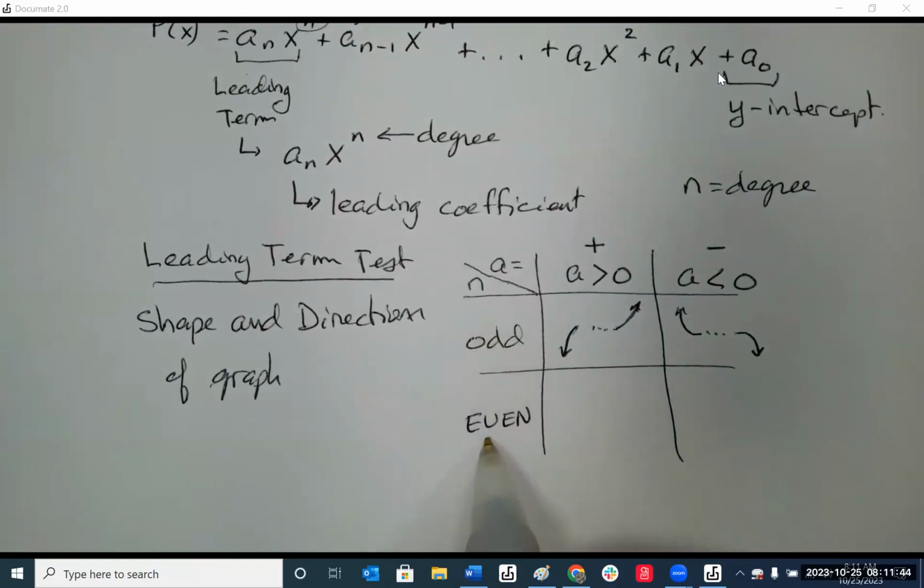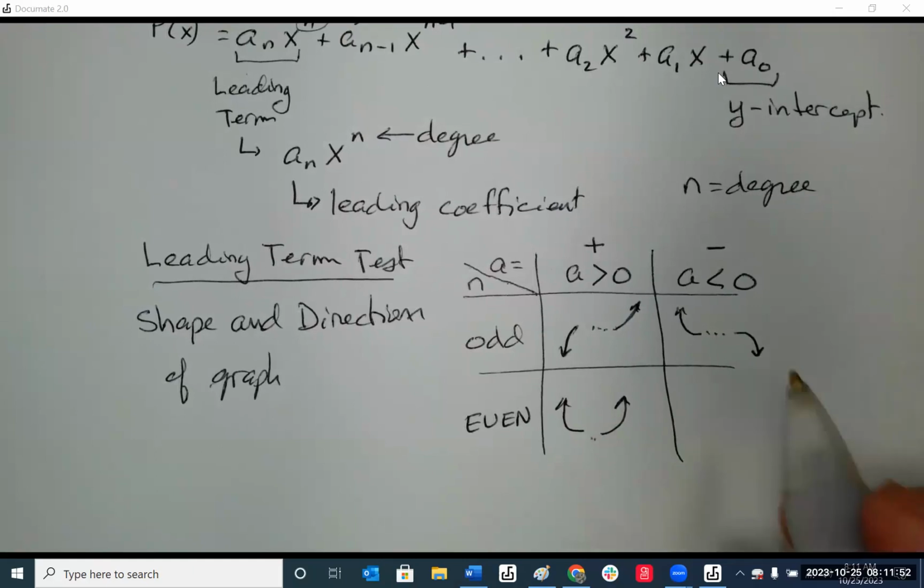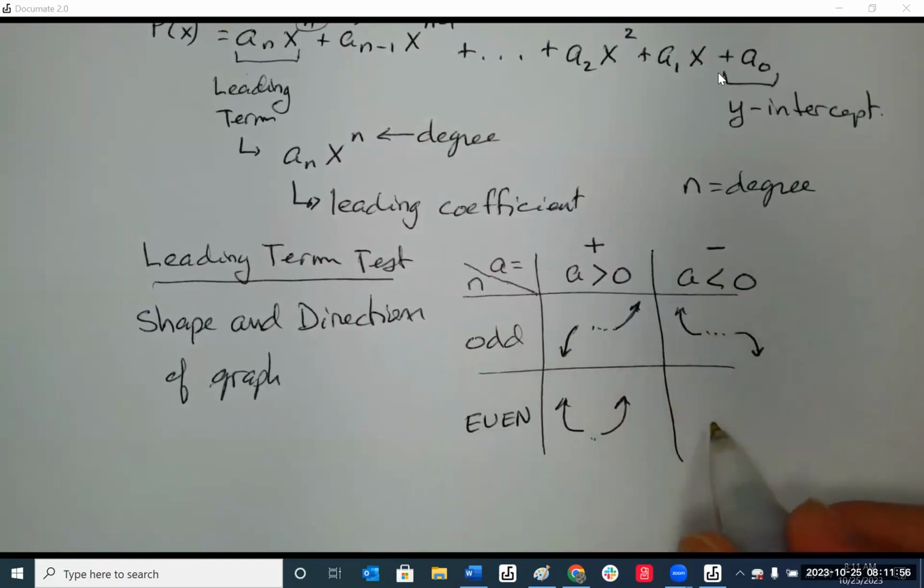If the degree is even and A is positive, then we know that both ends of the graph point up. If the degree is even and the coefficient is negative, all we know is both ends of the graph point down. What happens in the middle, we don't know.